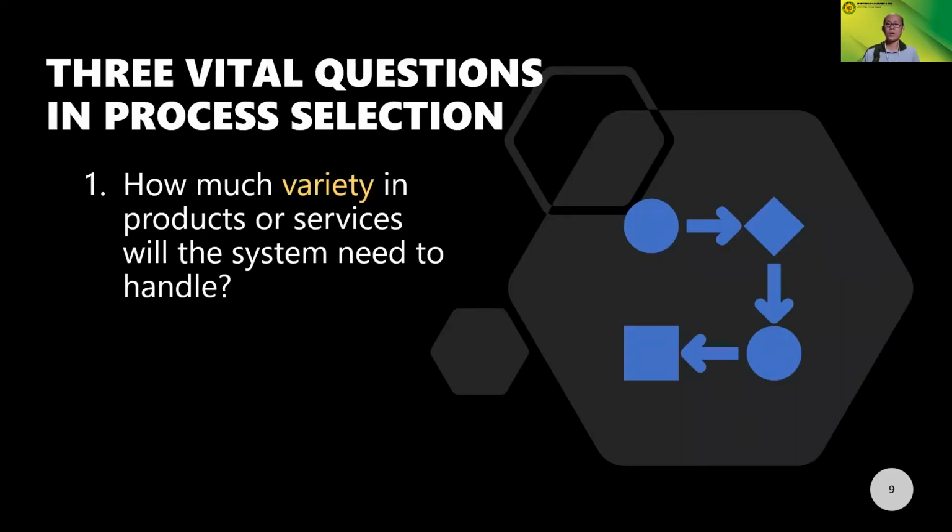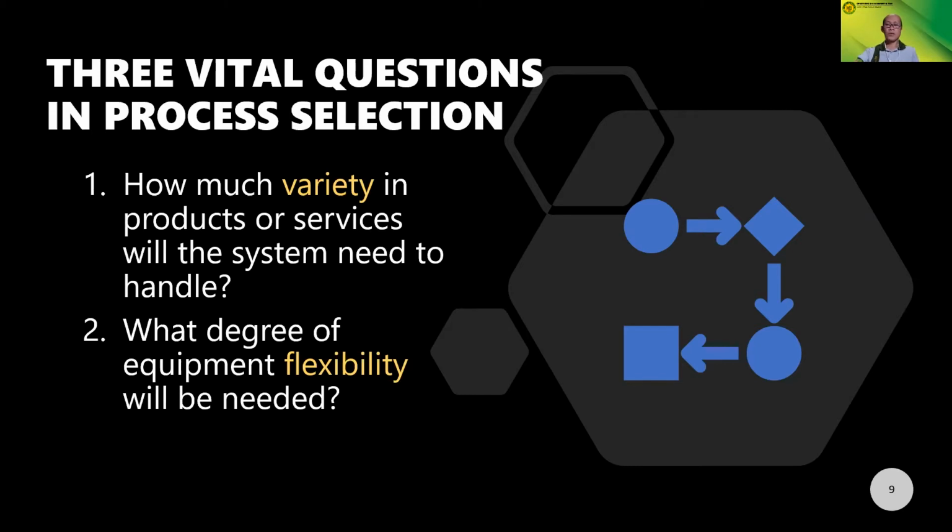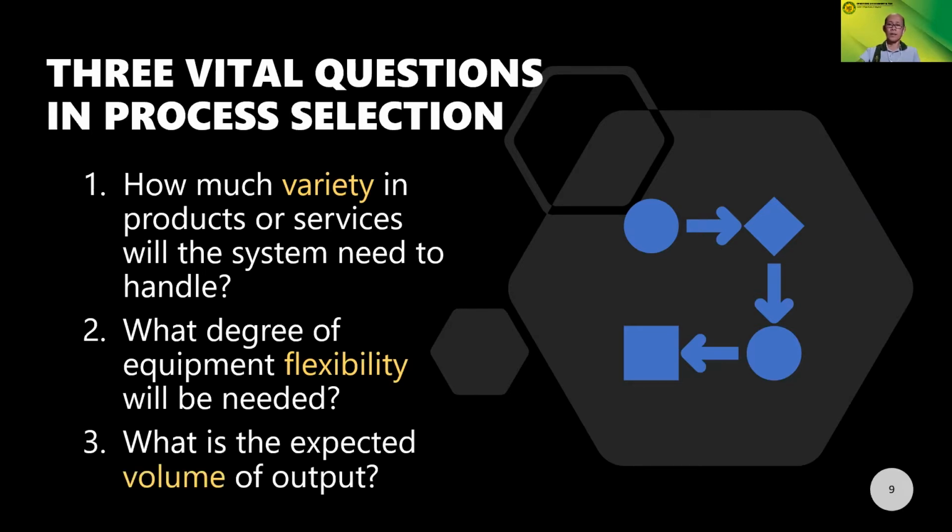And there are three important questions in process selection. Number one, how much variety in products or services will the system need to handle? Number two, what degree of equipment flexibility will be needed? And number three, what is the expected volume of output? These questions are deemed important because variety, flexibility, and volume will dictate the appropriate process type. Take note of these three factors as we discuss the different types of processes later on.